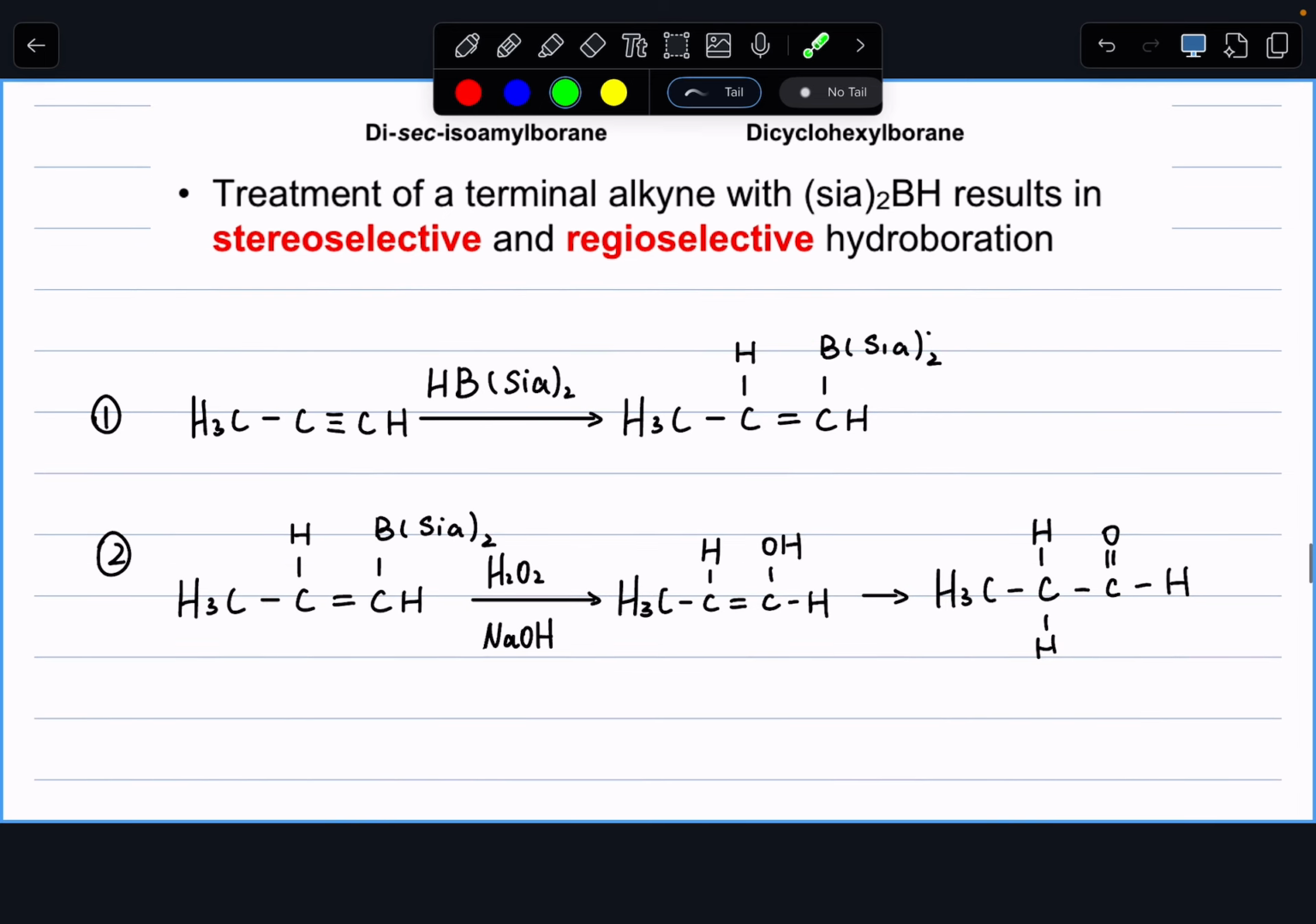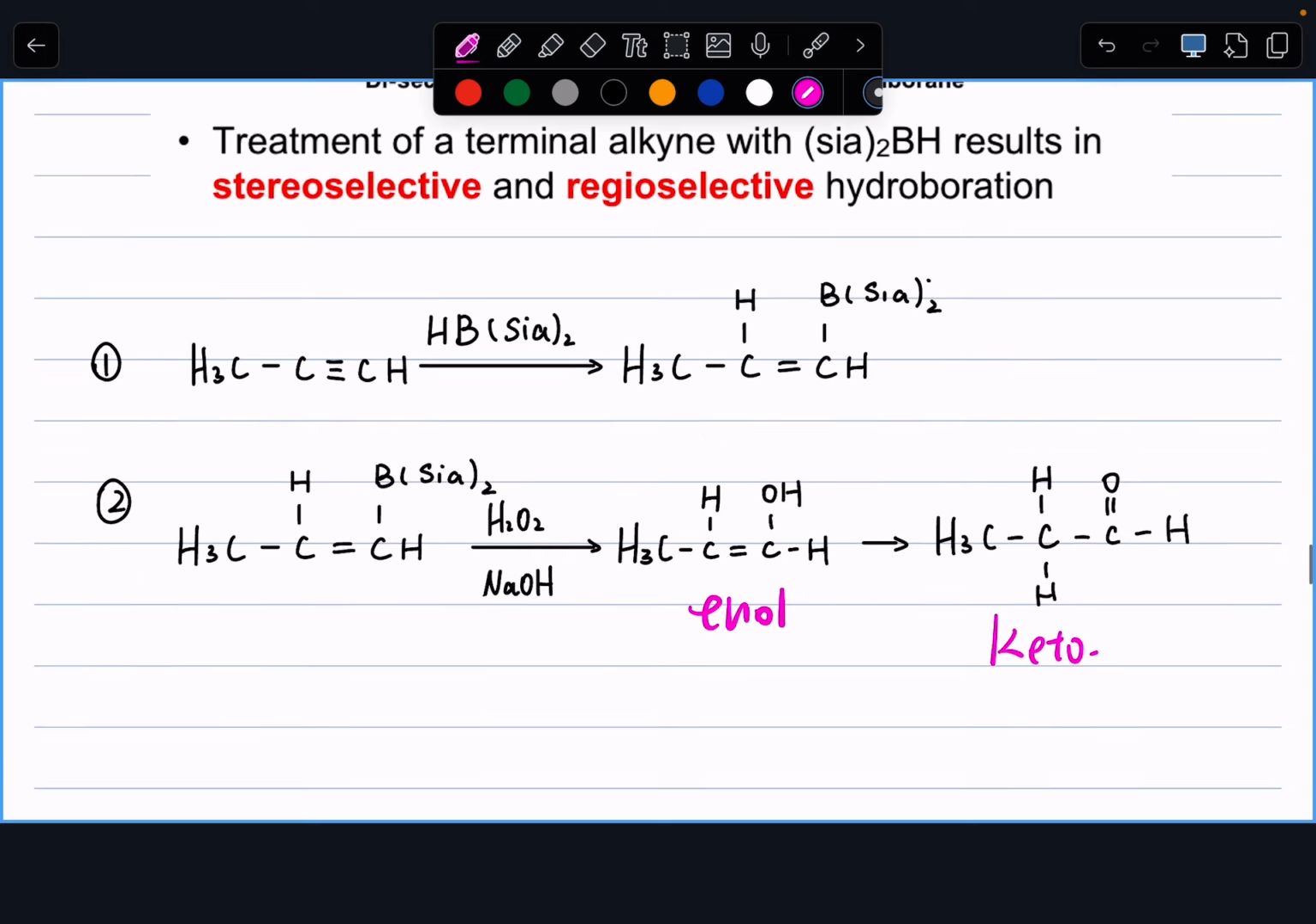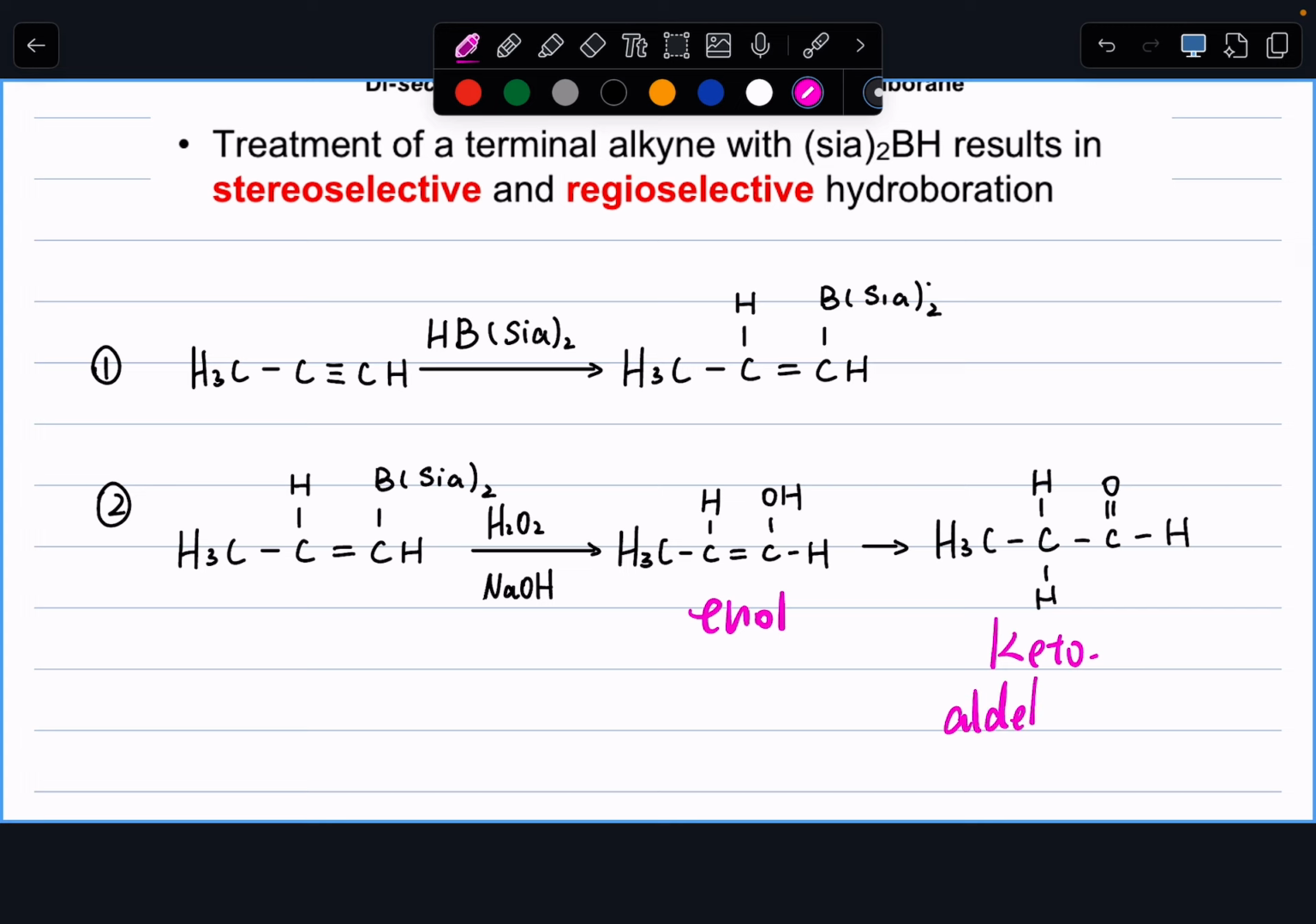After this, treatment of the alkynyl boron group with hydrogen peroxide and NaOH will give us an enol. The enol can undergo basic condition tautomerization to form my keto form. Or in this case, since we're dealing with a terminal alkyne, we're forming an aldehyde.